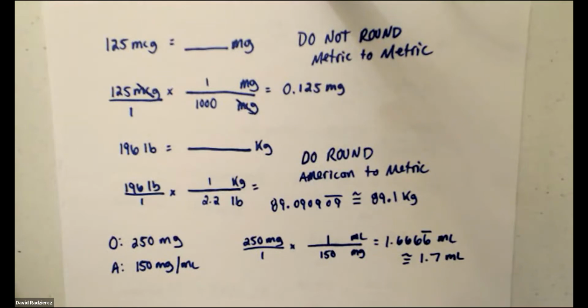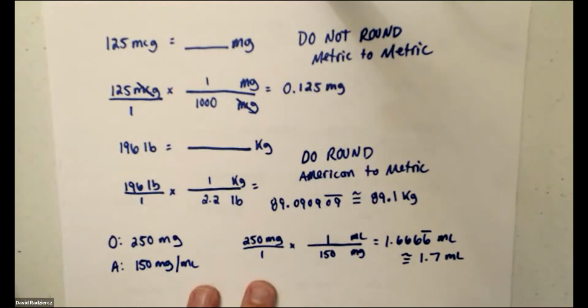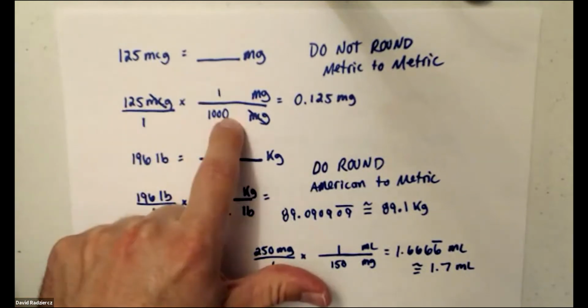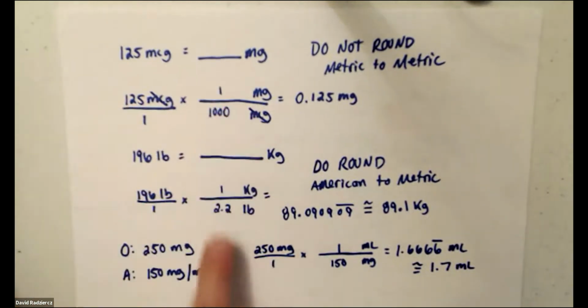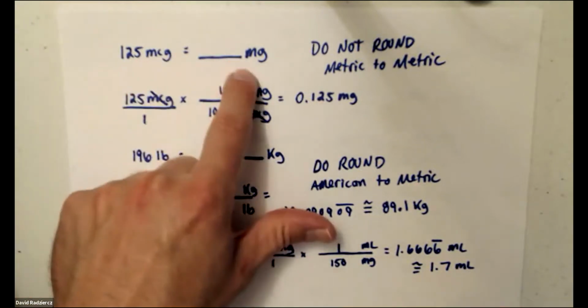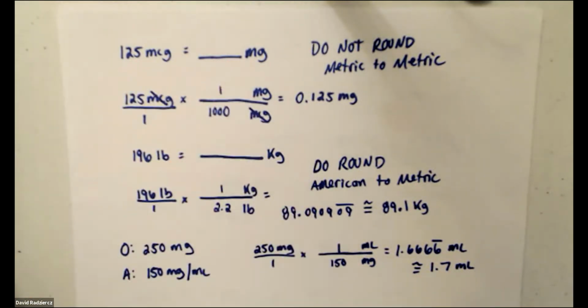Okay. So when I was talking about rounding before, only basic metric conversions, when I'm going from micrograms to milligrams. Here, I'm going from milligrams to milliliters. So I will round that if I need to. But when I'm going from micrograms to milligrams, do not round those basic metric to metric conversions.